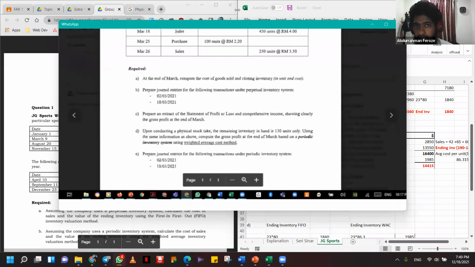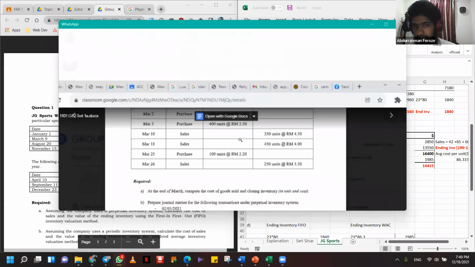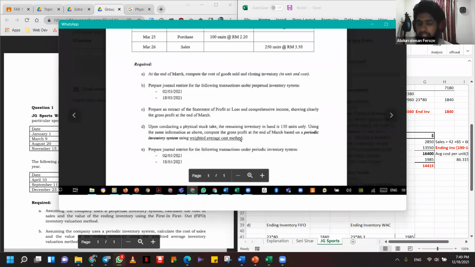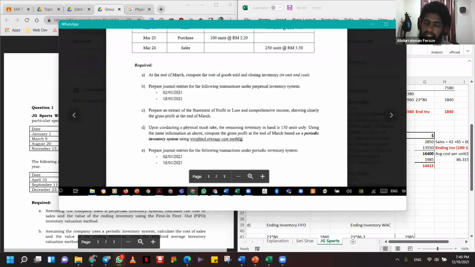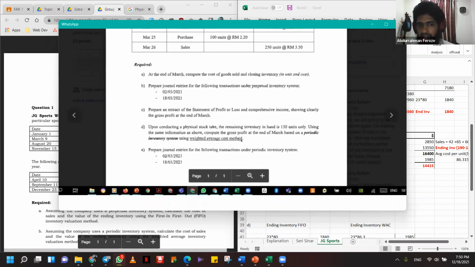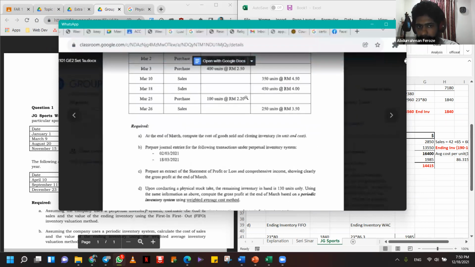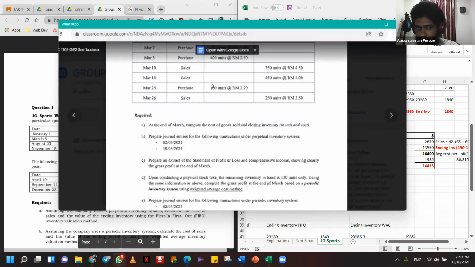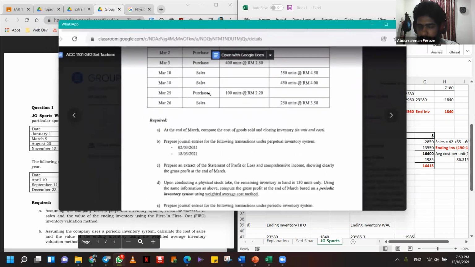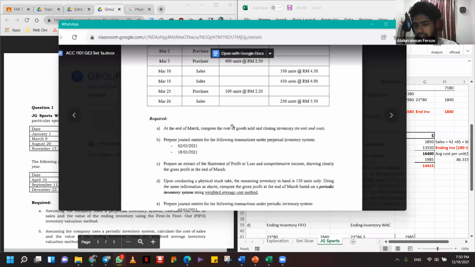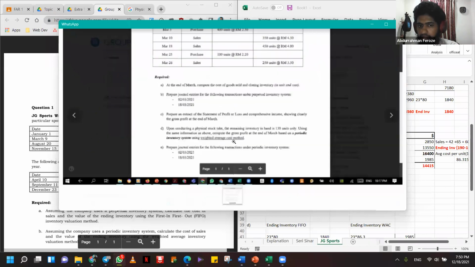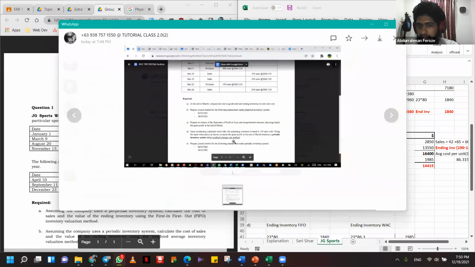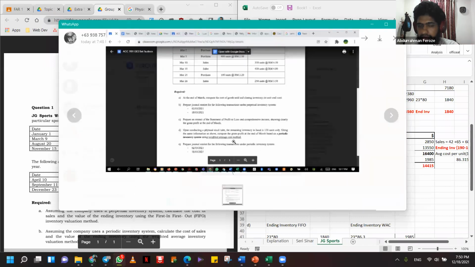So the question is telling you that upon conducting the physical stock take at the end of the year, there's 130 units. So this is the ending inventory. Physical stock take means an inventory count. So in this question, for part D, you have the ending inventory. You would have the beginning inventory from the rest of the question, and as you can see here, the purchase. You can also sum up the purchase value, and you can use it to find the cost of sales. Understand?